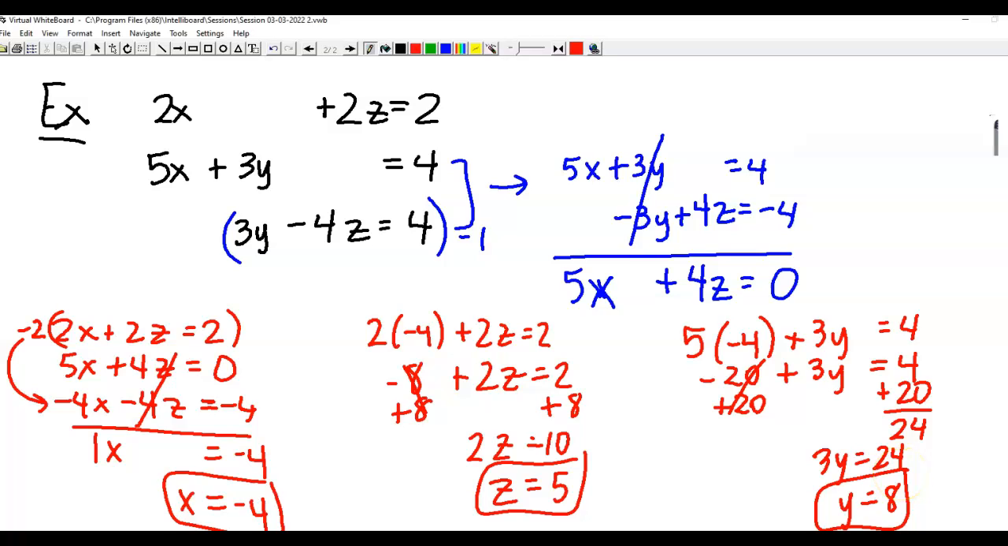Now that I have all 3 variables, I have solved the system, and I'm going to write the answer in the correct order, which is x, then y, then z. So my answer would be negative 4, 8, and then 5. Okay? Questions?